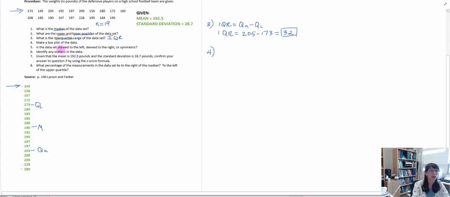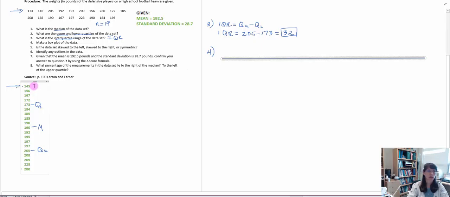In question 4, we're going to be making a box plot of the data. In order to construct the box plot, we're going to be plotting the data concerning minimum value, maximum value, both of our quartiles, and the median. So our number line needs to go from 145, which is our minimum value, all the way to 280, which is our maximum value. So let's start off by drawing a line. We're going to need a pretty long line here. And under this line, we're going to write our values.